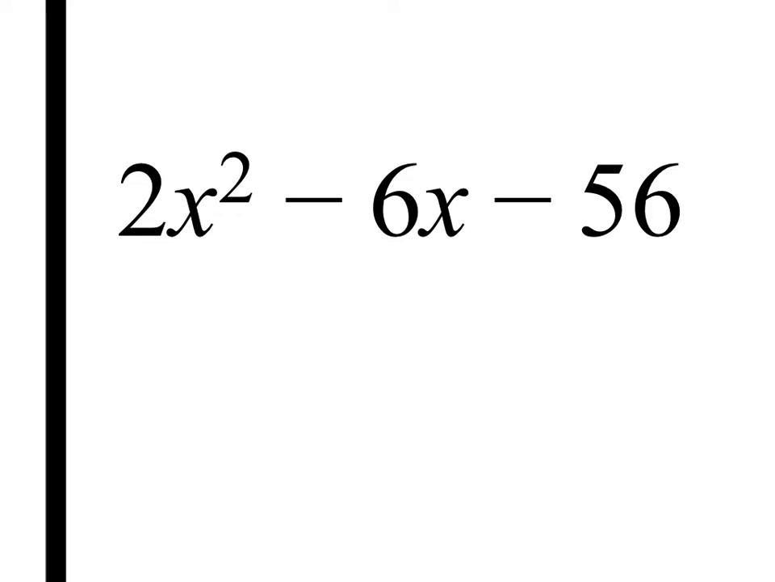From 2, negative 6, and 56, what's the GCF? 2. The highest number they can all divide by is 2. So you would take out 2.